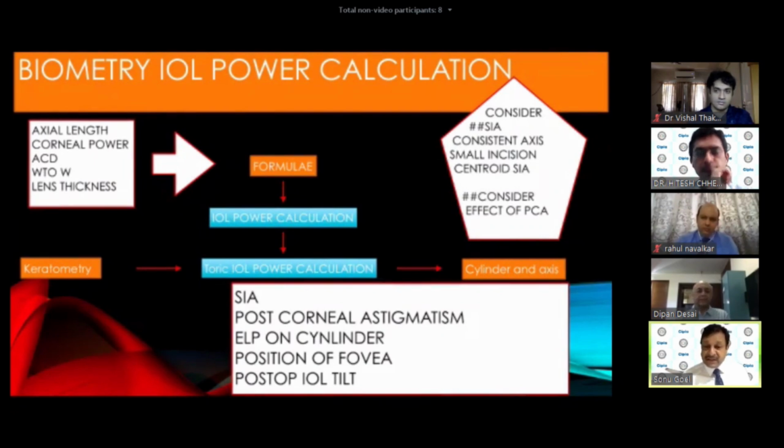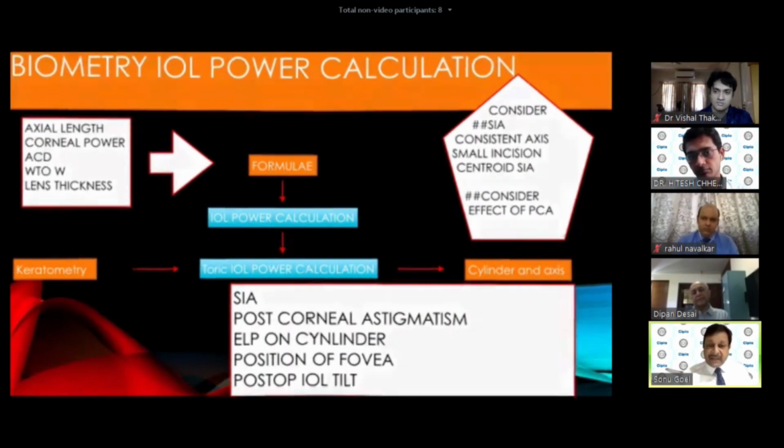Now, these are certain gray areas when you're dealing with toric power calculation. So you always have to consider the SIAs. You have to be consistent with the axis that you're doing. You have to always plan for a smaller incision, and believe me, consider the centroid SIA. You have to consider the effect of posterior corneal astigmatism when you're dealing with this.